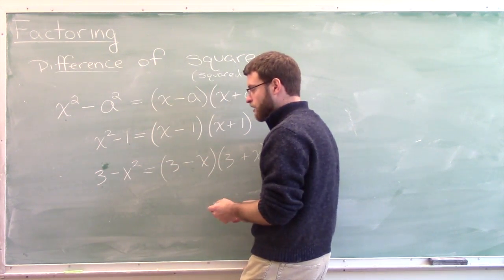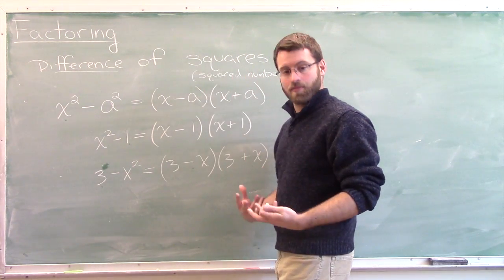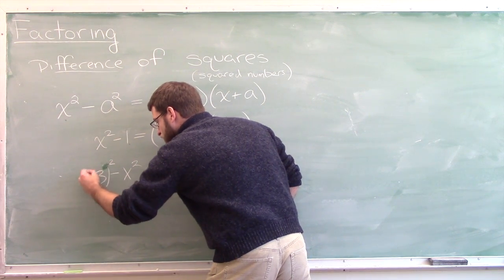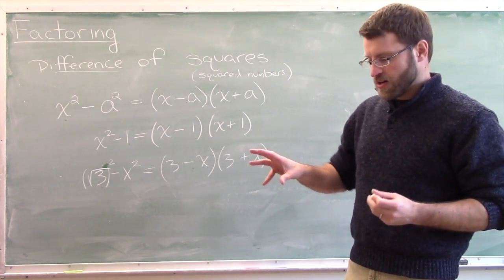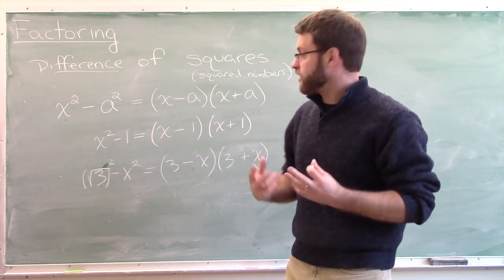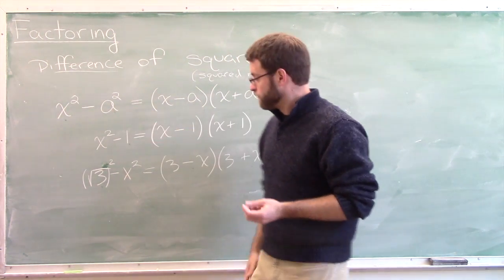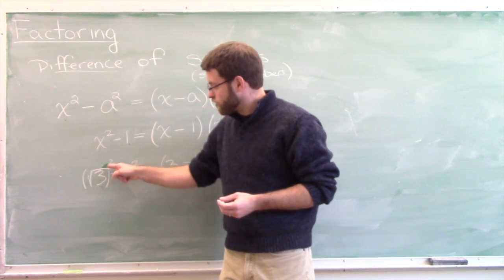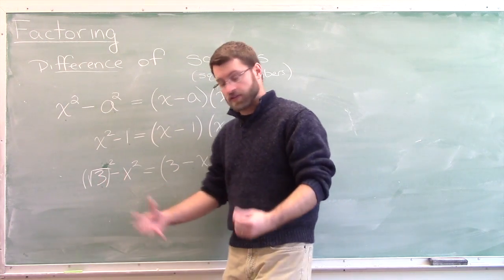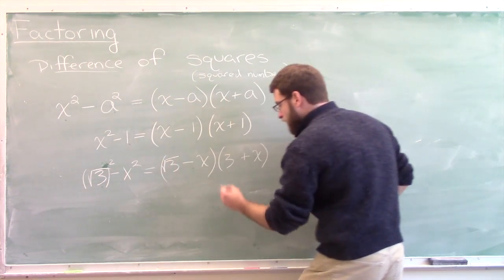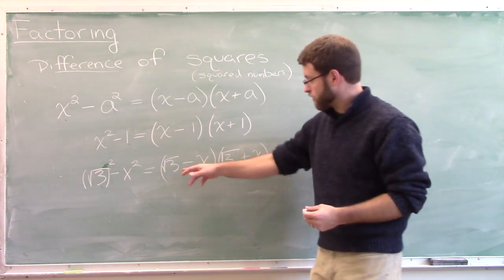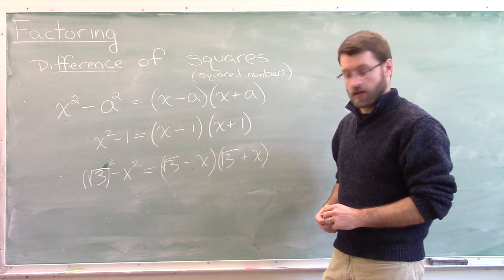So if we write that down, we need to be able to think of 3 as something squared. And the only way to do that is to introduce a different way of thinking about 3 so that it can match up with this pattern. So we can think about this as the square root of 3 squared minus x squared. When we think about it like that, we have a difference of squares, and that expression factors in exactly the same way: the square root of 3 minus x, square root of 3 plus x.